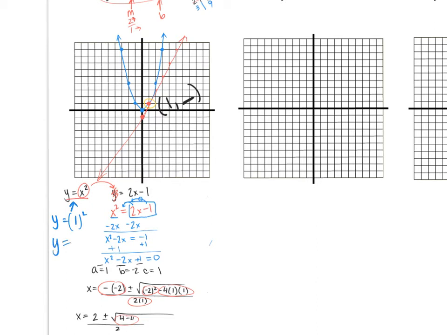So y equals 1. Is my y value of the intersection point 1? It sure is. So I have (1, 1). That's my intersection point. The answer to this problem is (1, 1).